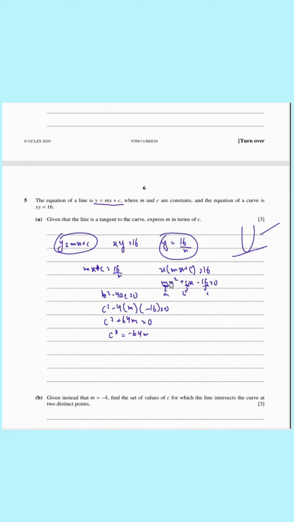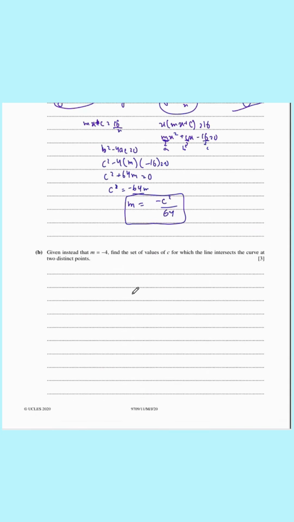So I have to express m in terms of c. I have to make m the subject, so it would be m equals negative c squared upon 64. For part B, it is given that m equals minus 4. We have been given the value of m. Find the set of values of c for which the line intersects the curve at two points.